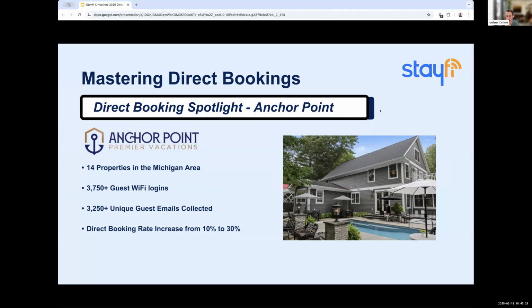They have 14 properties, highly seasonal. This is on the lake in Michigan, so it's a very hot summer destination, weaker shoulder seasons, pretty dead winter, may not even operate in the winter, right? Just starting with StayFi pretty recently, they've already collected almost 4,000 emails across those properties. And just by consistently marketing to those guests, their direct booking rate has increased from just 10% of bookings to 30% of bookings, I think in around 6 months, right? So they're seeing ROI right off the bat.